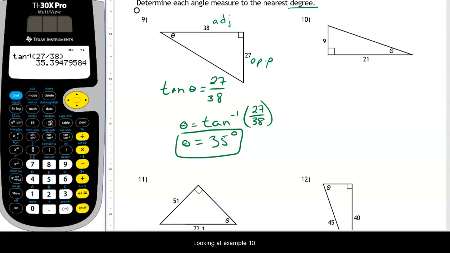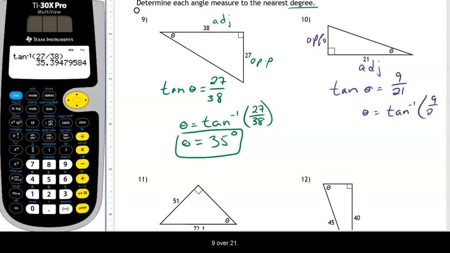Looking at example 10, our theta, and we have our side over here, 9, that's one of our legs, that is opposite, and 21 is again adjacent to that angle theta. So again, for this one we'll be doing tangent. So tangent of theta would equal 9 over 21. Theta would equal the inverse tangent of 9 over 21.